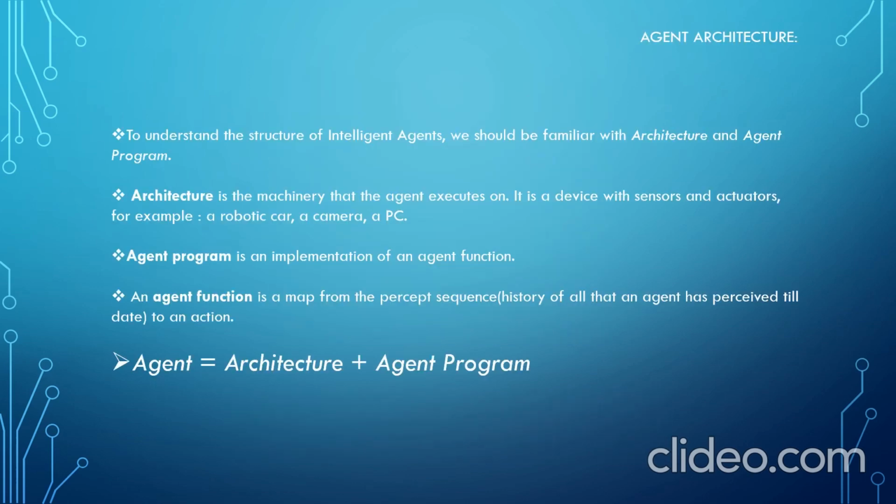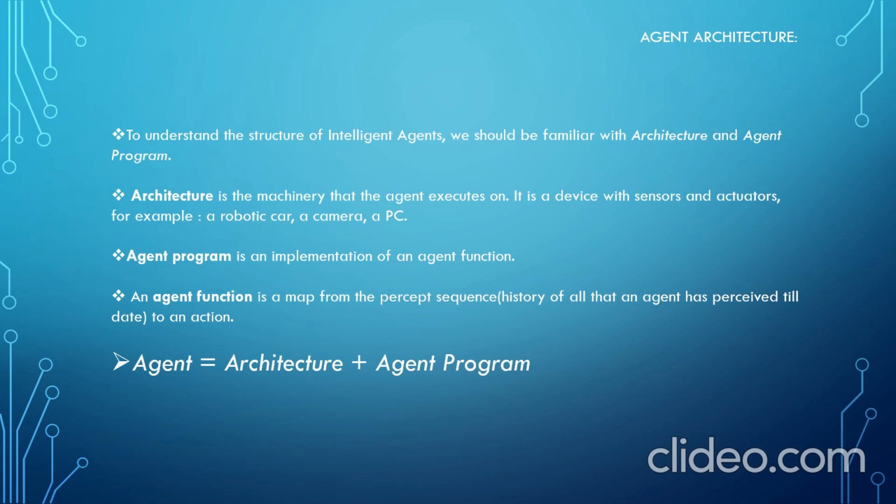Now coming to the agent architecture, to understand the structure of intelligent agents, we should be familiar with architecture and agent program. Architecture is the machinery that the agent executes on. It is a device with sensors and actuators. For example, a robotic car, a camera, a PC. Here, the machinery which contains the agent is known as the agent architecture.